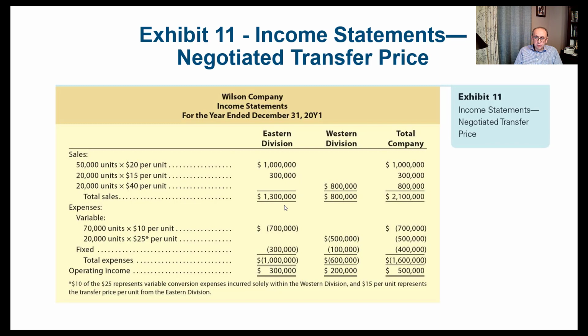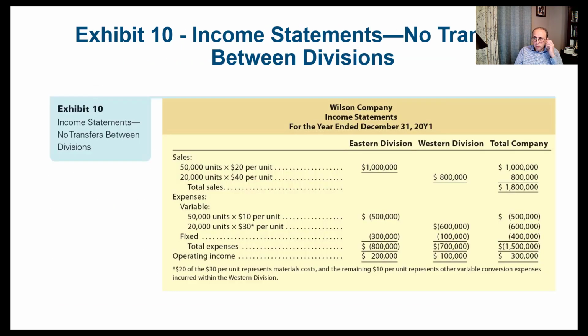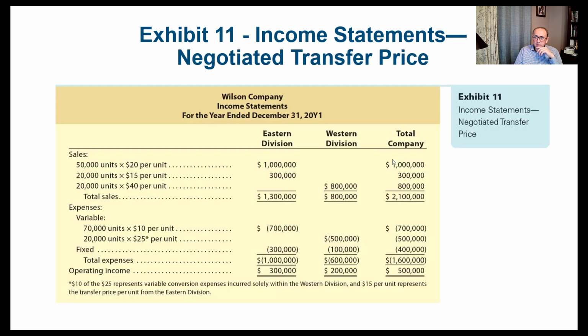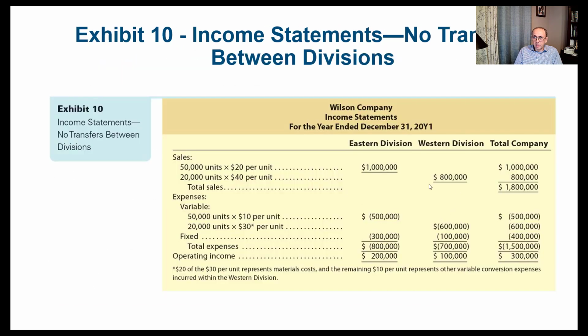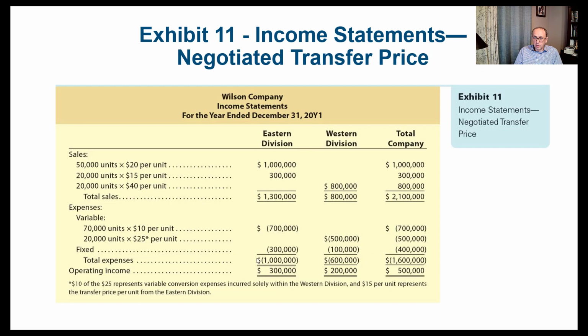Let me compare that to what we had in the previous example with no transfers. It was only $1 million. So now they're able to have 1.3 million. How about the Western Division? Again, their sales is 20,000 multiplied by 40, and that's 800,000. It's exactly the same as what we had before. So the Western Division was actually able to save on their expenses, and that's the thing that we're going to see here.